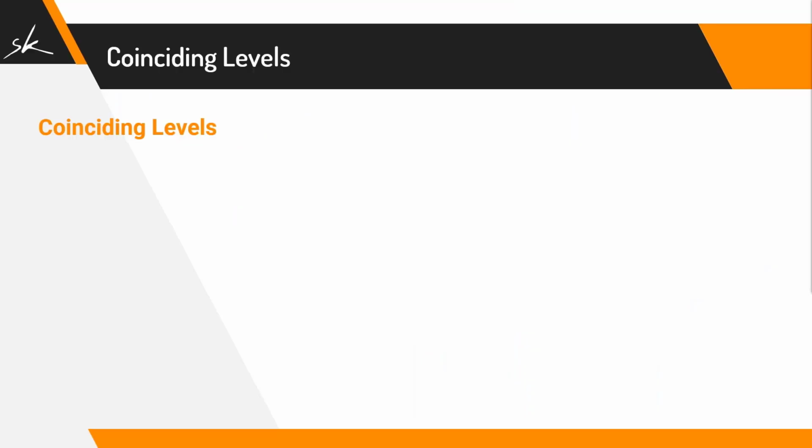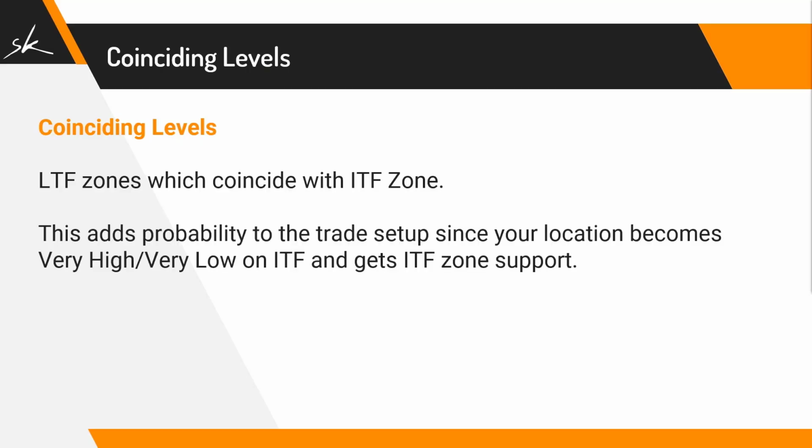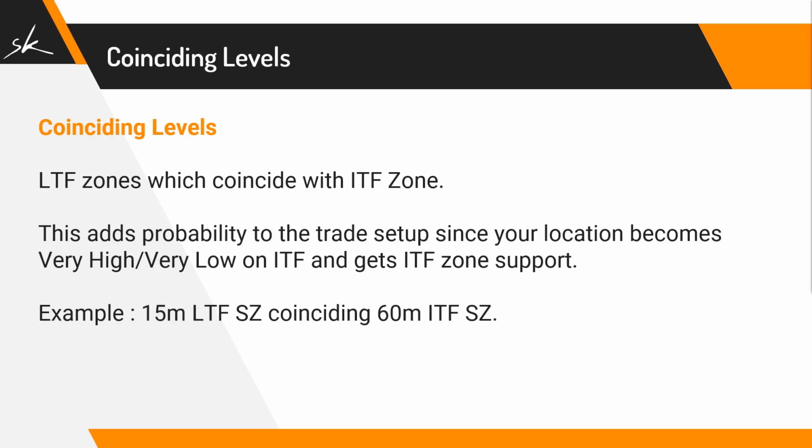The next probability booster is coinciding levels. When a lower time frame zone coincides with an intermediate time frame zone, it is called as a coinciding level. This adds probability to the trade setup since your location becomes very high or very low on intermediate time frame, which adds intermediate time frame zone support. Example: 15 minutes lower time frame supply zone coinciding with 60 minutes intermediate time frame supply zone.